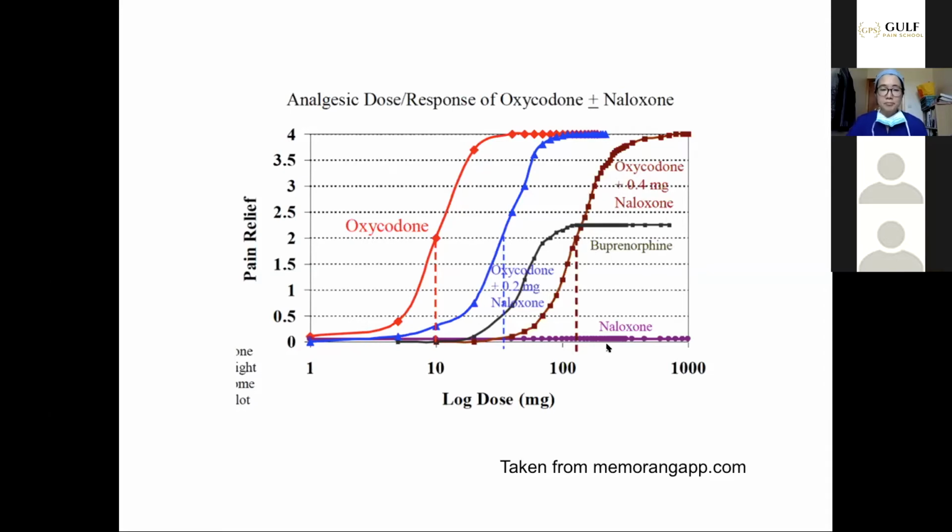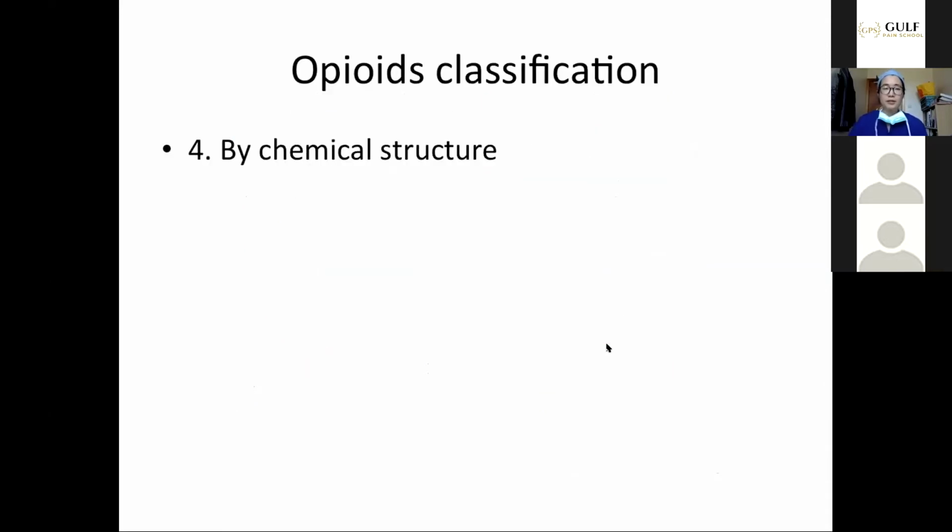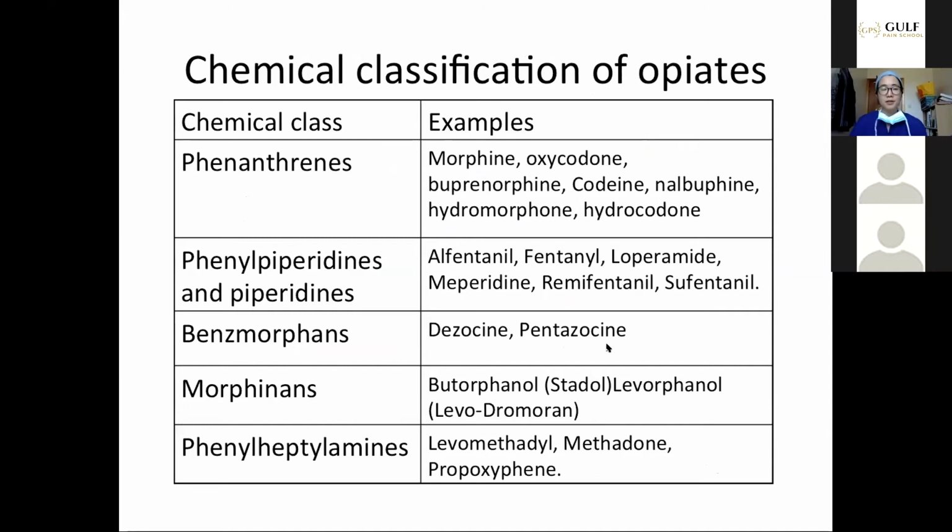And then another system of classification is by chemical structure. I think for the basic and intermediate, you just need to know the first two classifications really. Also if you look at E-meds, it'll probably tell you what class of opioid these medications are when you're trying to prescribe on your electronic prescribing.